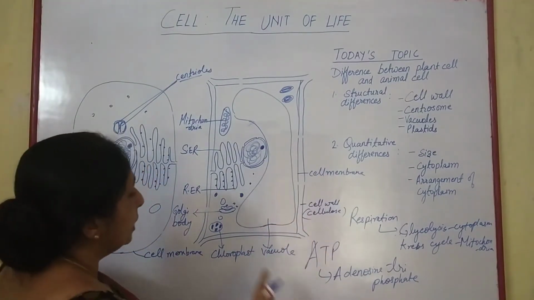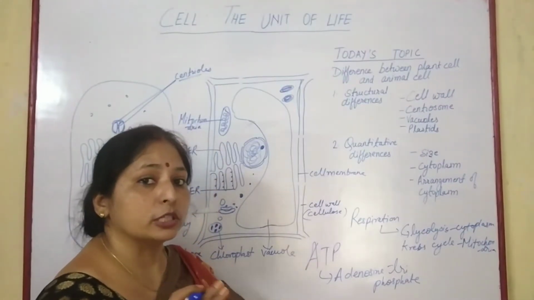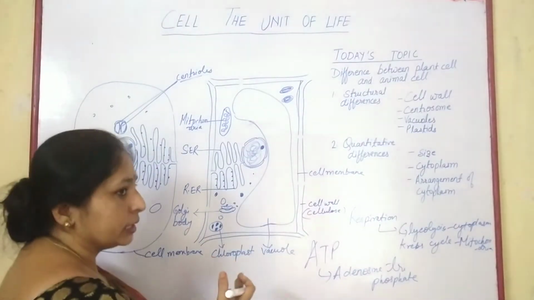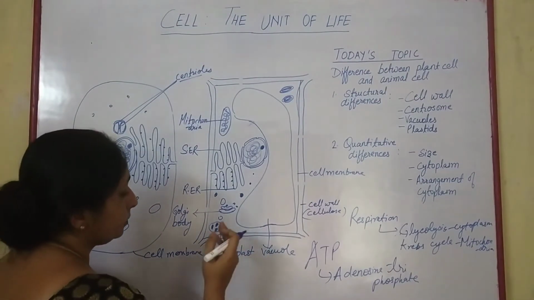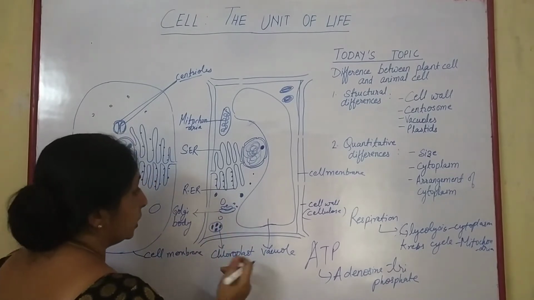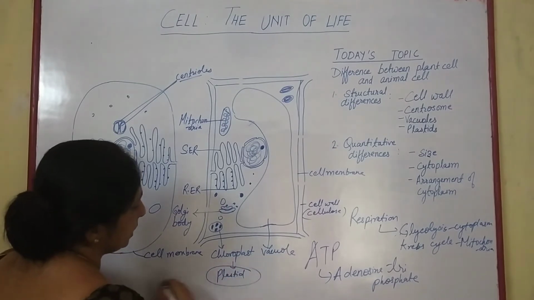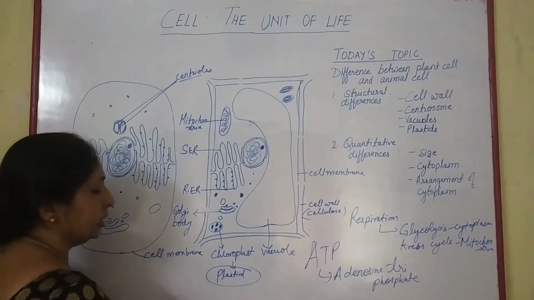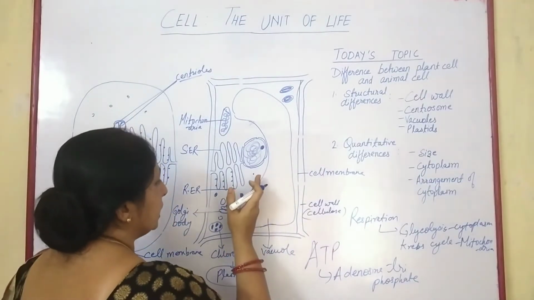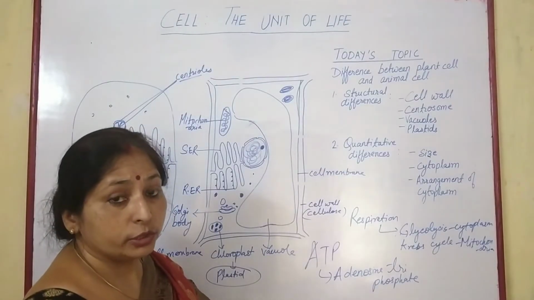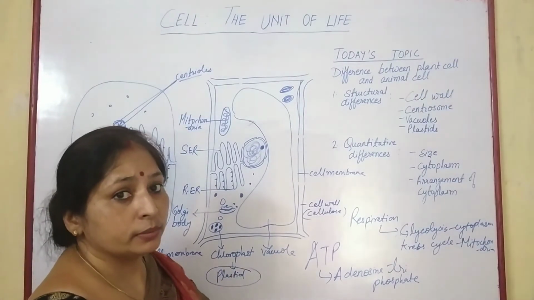Then plastids. Chloroplast is present in the plant cell. This we all know because chloroplast is responsible for the process of photosynthesis. It contains a pigment, the chlorophyll pigment, green in color. So chloroplast is a plastid. Plastids are present in the plant cell, absent in the animal cell. Plastids are chloroplast, chromoplast and leucoplast, present in the plant cell to give color to the leaf due to chloroplast, color to the flower or fruit by chromoplast, and white coloration by leucoplast.